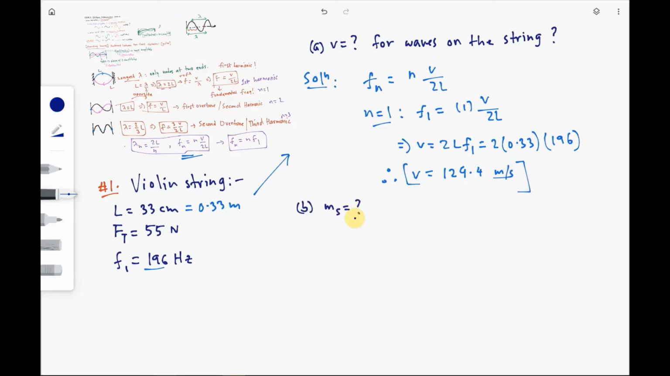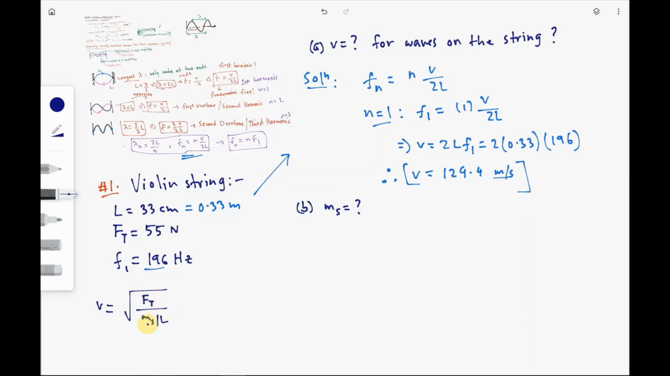The second part is pretty simple. It just asks what is the mass of that particular string. We know from previous lectures that for a string, the speed produced on the string is given by the square root of the force of tension over the mass of the string divided by L, the length of the string. We are given all of this information.